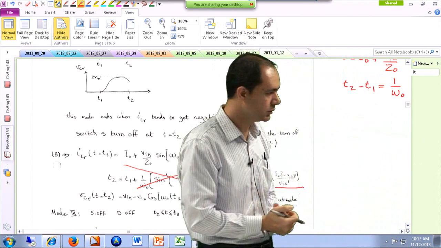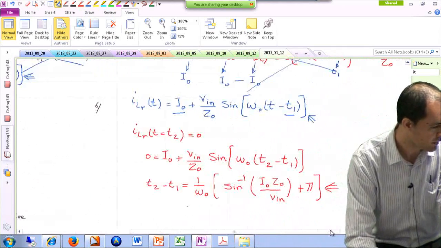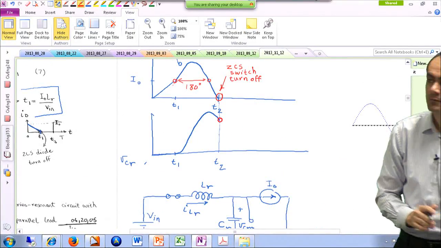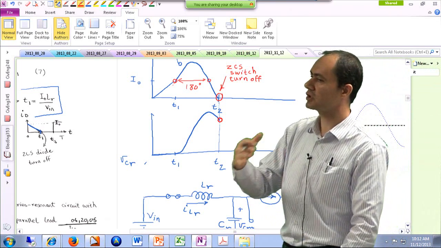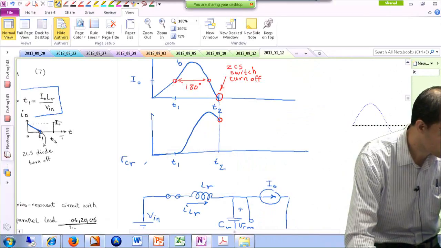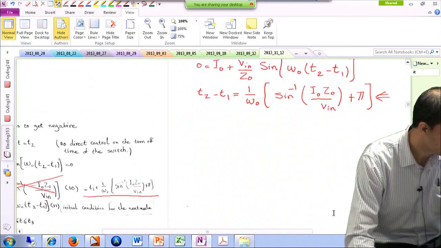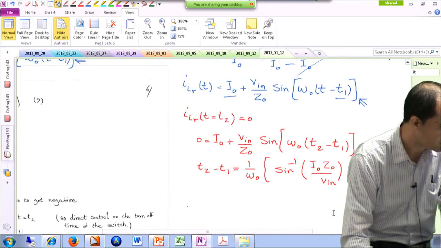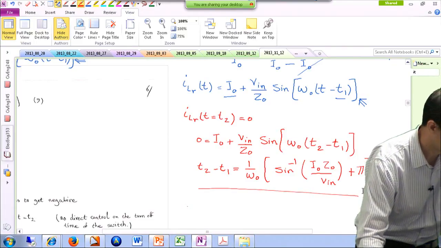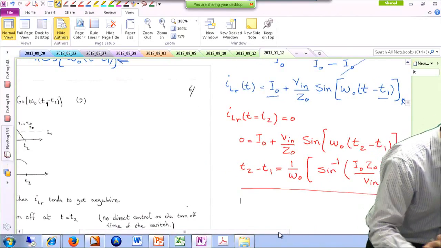So now we have T2. We can look at the voltage waveform of the cap and evaluate how much this voltage is. We are trying to see how much this voltage is, because this is the initial condition for the next mode. So now all I have to do is, for the expression that I have for VCR, instead of T, place T2, and T2 is explained over here. T2 minus T1 is at least explained here. So let me label this equation to be equation number 10.